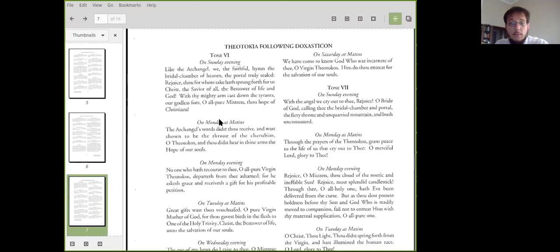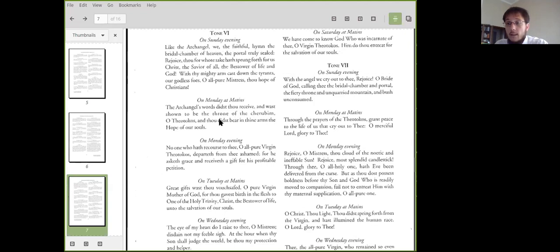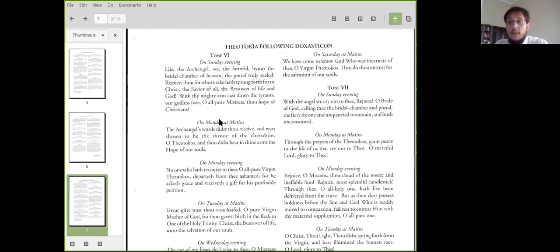So we have Sunday evening, Monday Matins. Monday Matins one is done at the Apostica of Matins, or the praises if you have the Stichira at the praises. While the Sunday evening one is done at the end of Lord I Have Cried, and at the end of the Apostica, if you have Stichira Apostica.